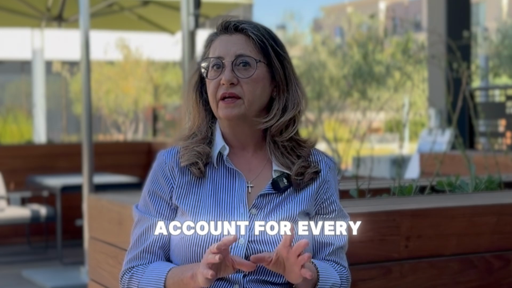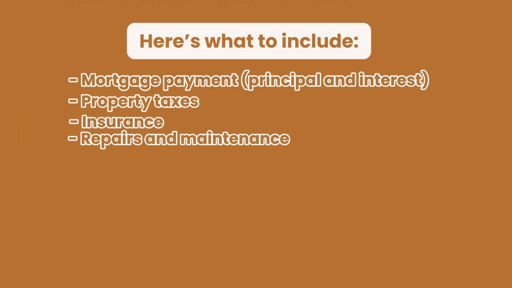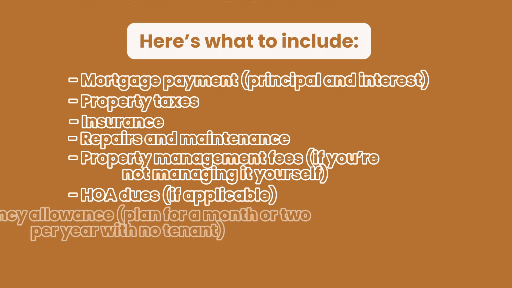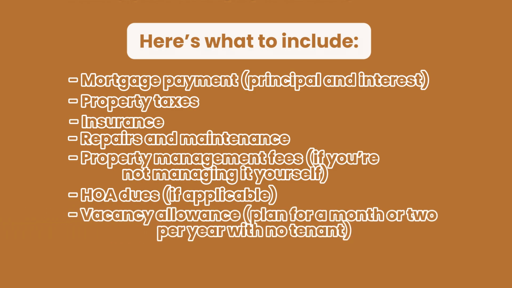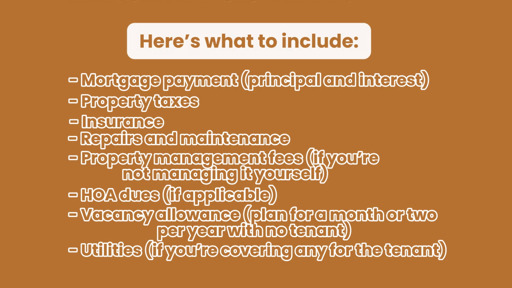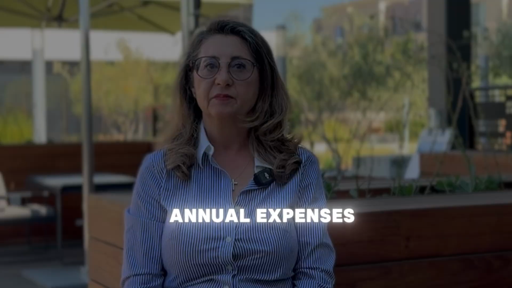Calculate all expenses. This is where most new investors get tripped up. You have to account for every cost, not just the mortgage. Here's what to include: mortgage payment, principal and interest, property taxes, insurance, repairs and maintenance, property management fees if you're not managing it yourself, HOA dues if applicable, vacancy allowance planned for a month or two per year with no tenant, and utilities if you're covering any for the tenants. Add all these up for your total monthly and annual expenses.